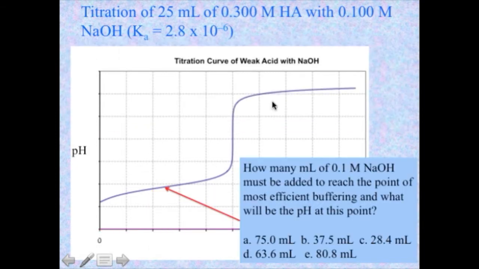Our second calculation, we have to determine the milliliters of 0.1 molar sodium hydroxide to add to get to the point of most efficient buffering. Do the calculation after you turn your playback off and then come back and check your work.